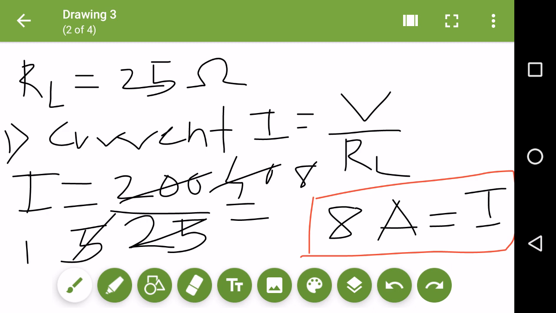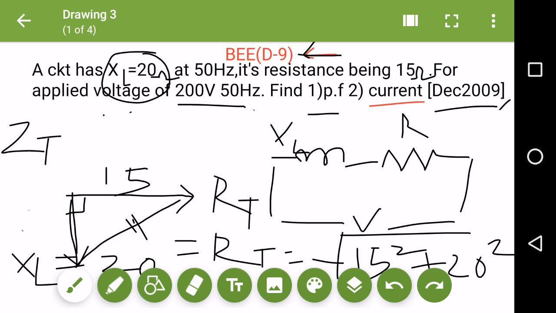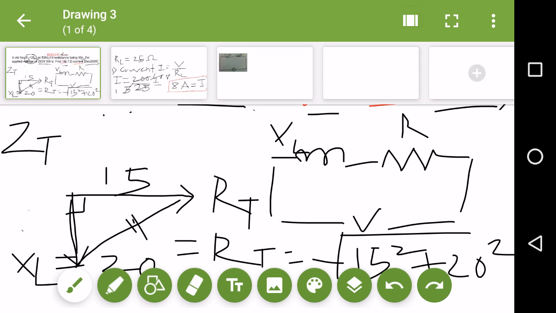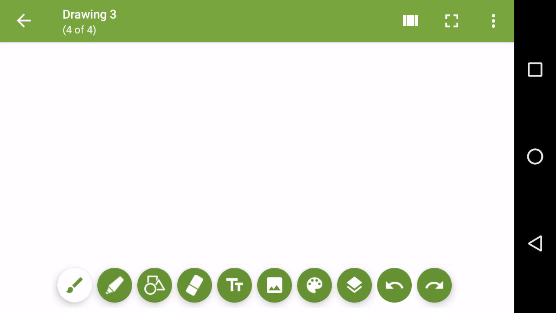Now the next thing I have to find is the power factor, and we will see how to find it. We know the formula for power factor: power factor is given by cos of phi, but we don't have the value of phi. So the first thing we need is the value of phi, and it can be found from the phasor diagram, if you remember.